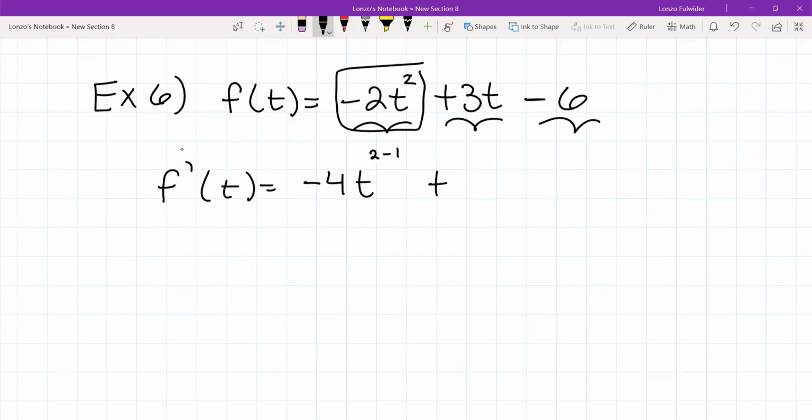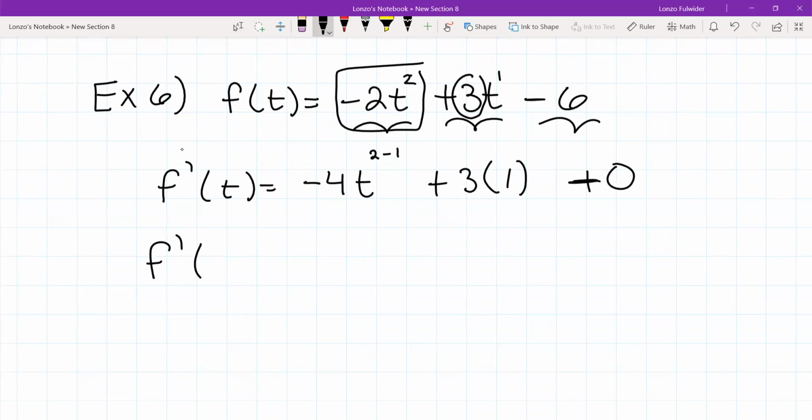And for the next term, you have a power of 1, and then you have a constant. So what you're going to do is leave the constant alone. And what is the derivative of t to the 1, or any letter raised to the 1? It's always going to be 1. And then what is the derivative of -6? It's just 0. -6 is a constant, so that's why it's going to be 0.